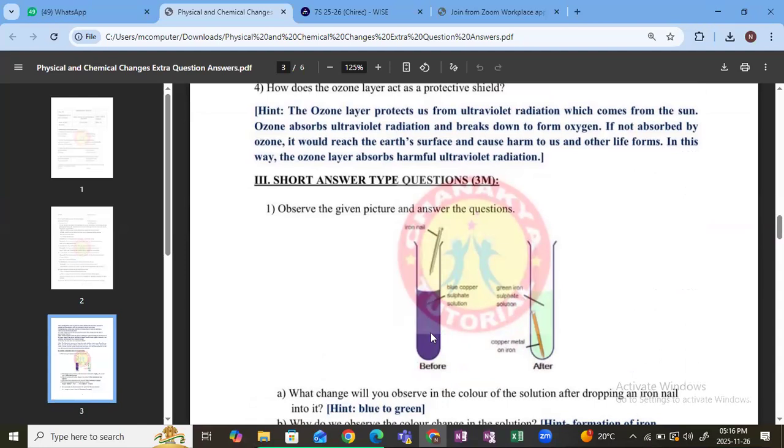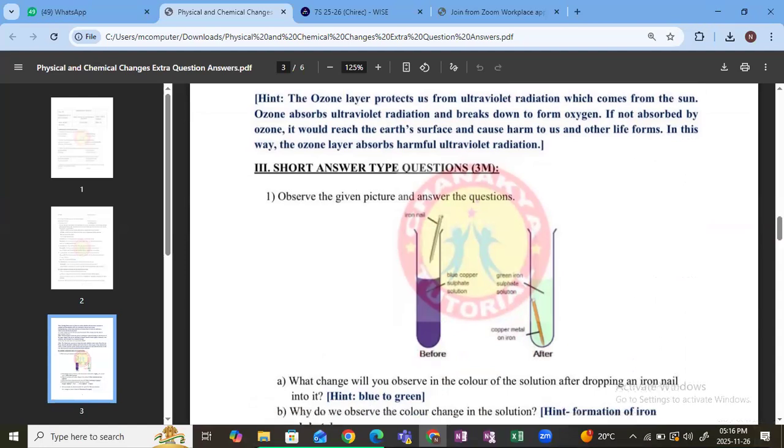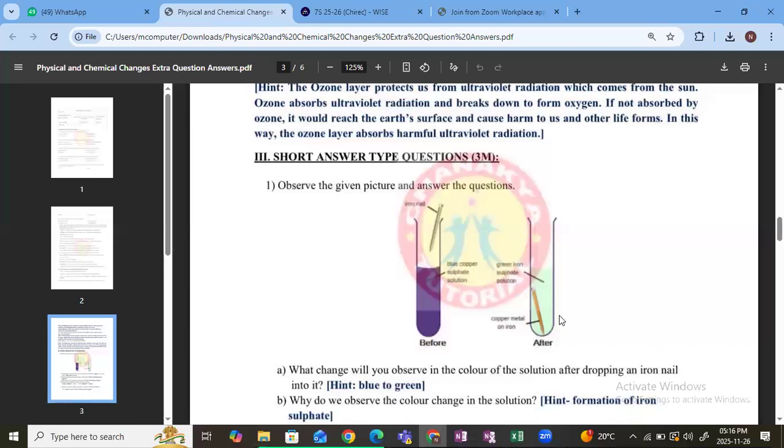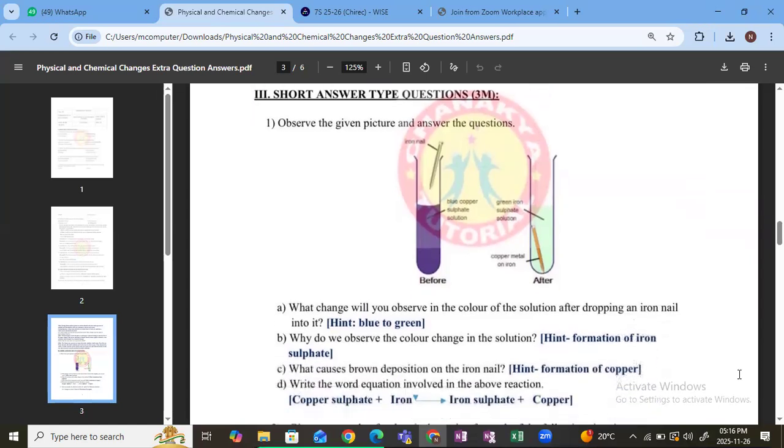When you drop the iron nail, ma'am, the color changes from blue to green. Why do we observe the change in color? Ma'am, because iron is more reactive than copper, so copper from the solution gets deposited on the iron. So formation of iron sulfate is there, as it is the copper sulfate. Now iron is more reactive than copper, so iron displaces copper from copper sulfate. You can write this one also.